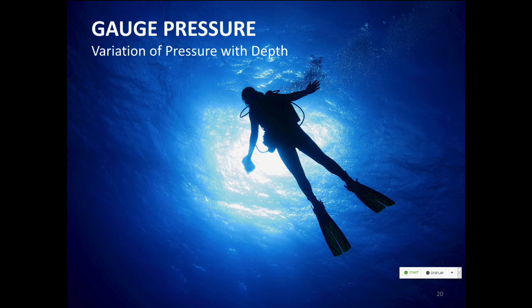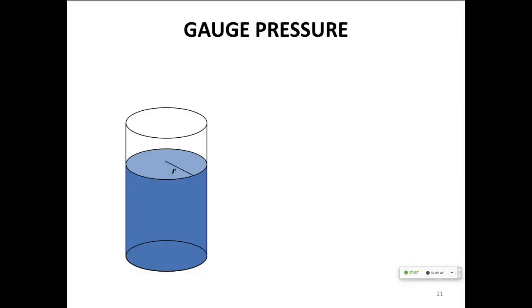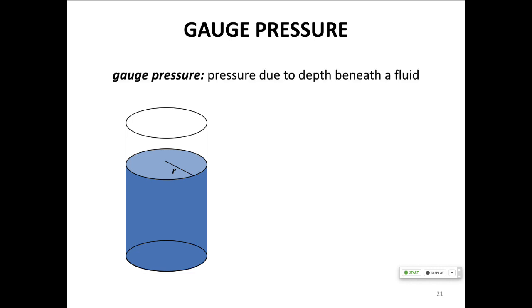Okay. So this is just a variation of pressure with depth. So this is a cup. It's filled with a fluid. It's a cylindrical cup, so it has a radius r. I'll say height h. Doesn't really matter. The gauge pressure is the pressure due to the depth you are beneath the fluid. So where do you think we should measure from? From the top of the water. The surface of the fluid, okay?